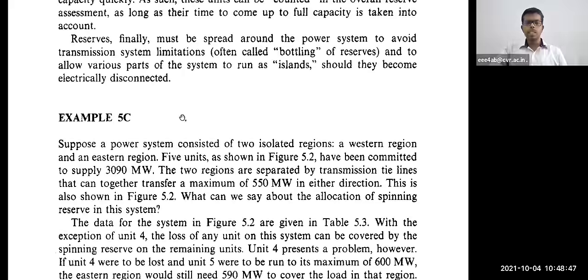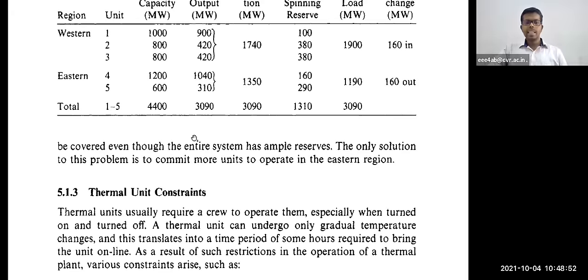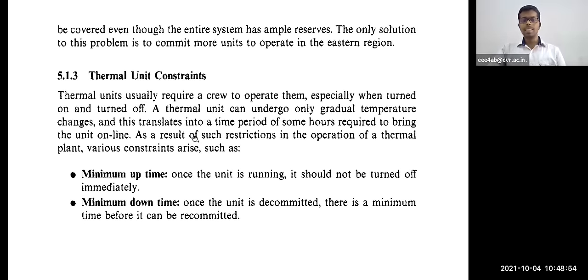Next, what is the next constraint? So first is spinning reserve constraints. So the next constraint is thermal unit constraints. These thermal unit constraints we have already seen.